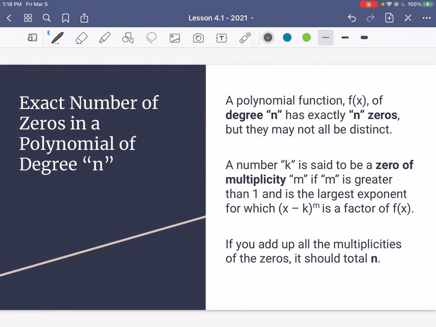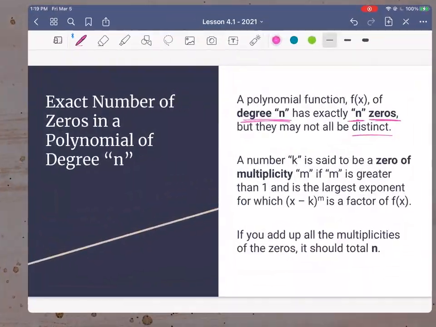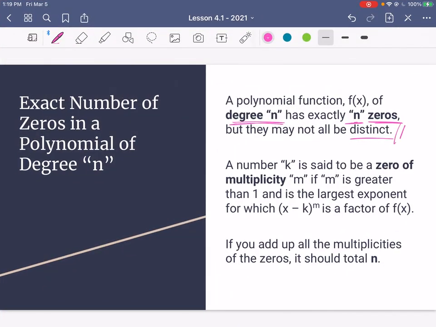Okay, couple more things, and then we will jump to graphing and we'll be done with this lesson. The exact number of zeros in a polynomial is a pretty important thing. Whenever we have a polynomial with a certain degree n, that polynomial has exactly the same number of zeros. They may not be all distinct though. Distinct is another word for real. So they may not all be real number roots.